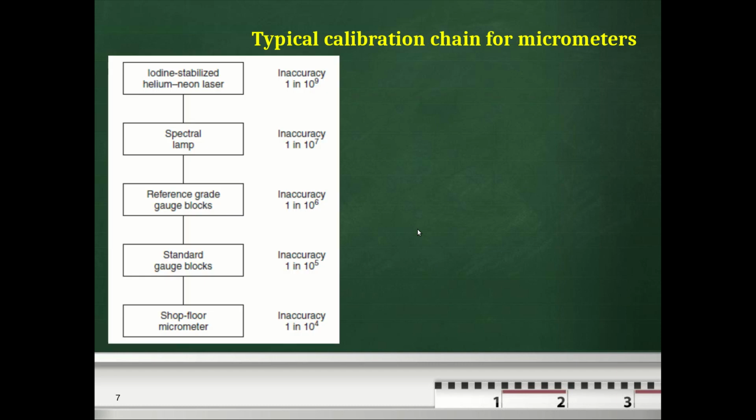Okay. So a typical calibration chain for a micrometer, for example, should be like this: a Lamb-dip stabilized helium neon laser, spectral lamp, reference grade gauge blocks, standard gauge blocks, and shop floor micrometer. Here you see the inaccuracy: 1 in 10 to the power 9, 1 in 10 to the power 7, until 1 in 10 to the power 4. So this is very high accuracy.